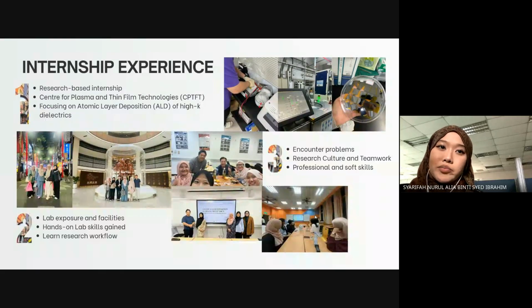So I will keep it simple and focus on three things: first, experience; second, lab and research exposure; and third, what I learned from the research culture there. This internship was a joint international placement between IIUM and Ming University. It is not a typical industrial internship where you mostly observe or do routine work. This one was very research based. I worked directly in a university lab together with postgraduate students and researchers. From day one, I felt like a student researcher, not just an intern.